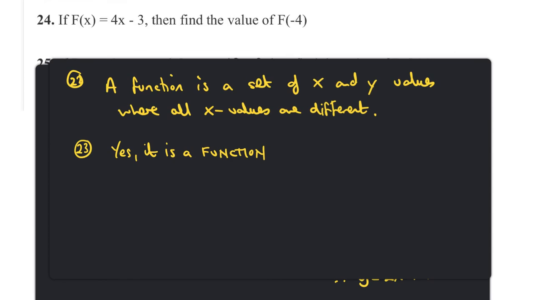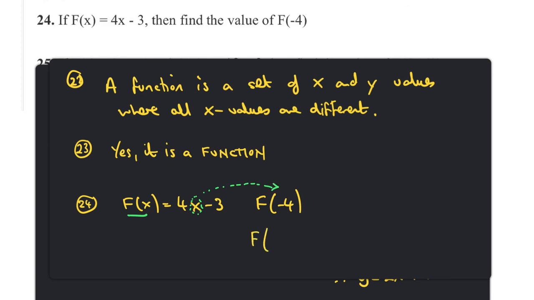Okay, question 24, if f of x equals 4x minus 3, then find f of negative 4. So what f of negative 4 means is, what's the value of this function when x equals negative 4? So all we do is substitute basically. So f of negative 4 equals 4 times negative 4 minus 3, because before we had x here. If you look at the equation, 4x minus 3, now we take the x away and replace it with negative 4, and that gives me negative 16 minus 3, which equals negative 19.